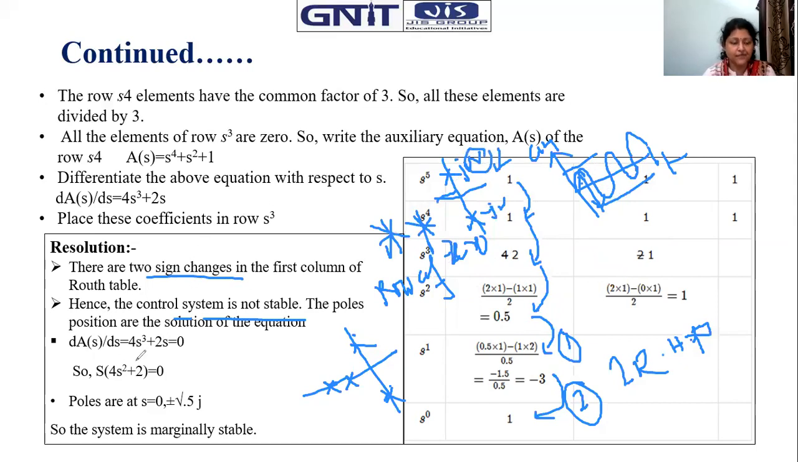Now what will be the next step? The next step is the derivative of the auxiliary equation, whatever we have taken, that is 4s squared plus 2, and that should be equal to 0. If we factorize this, we will get s equals 0, one pole at the origin, and then 4s squared plus 2 gives plus minus j root under 0.5. So this is the marginally stable condition where omega, the complex frequency, is root 0.5 rad per second.